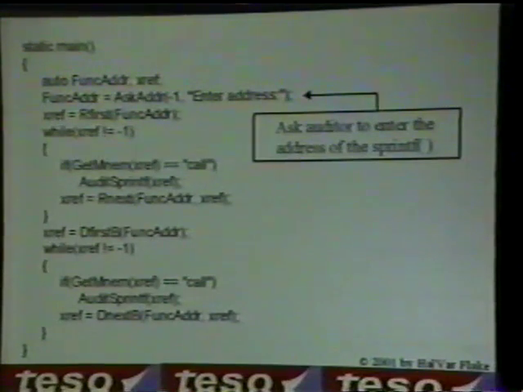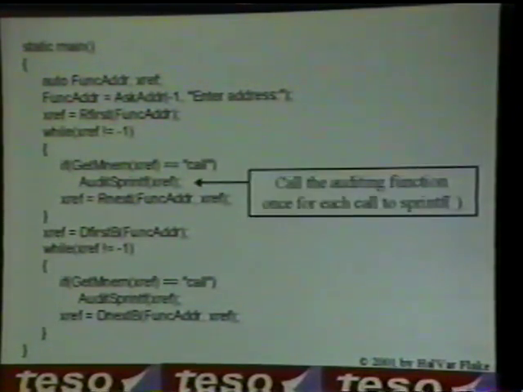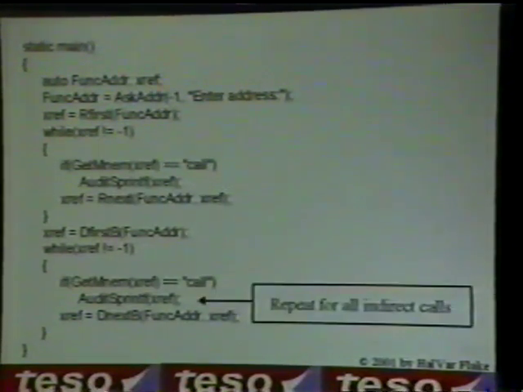So this is the entire sprintf auditing script now, or the main function, which will start by asking the user for an address where the sprintf call is located. And then, once for each call to the sprintf location, it will call the audit sprintf function. After that, it will repeat the same process for all data references to the sprintf function. So if you have an indirect call, it'll pass through all these calls as well.